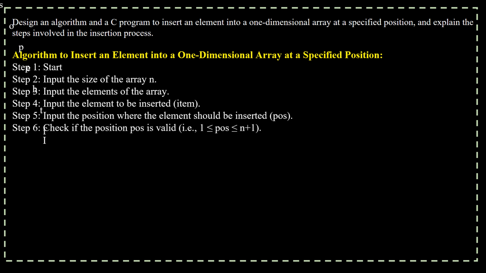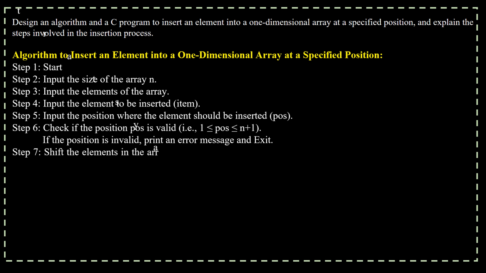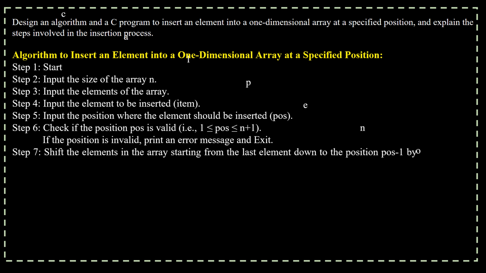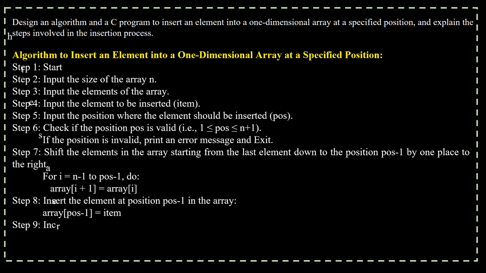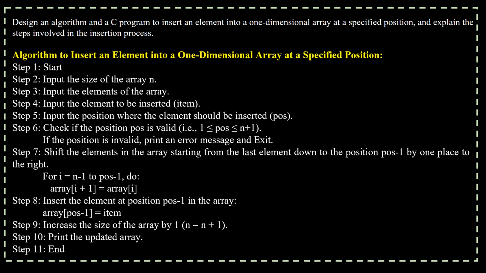Step 6. Check if the position pos is valid, that is 1 <= pos <= n+1. If the position is invalid, print an error message and exit. Step 7. Shift the elements in the array starting from the last element down to the position pos-1 by one place to the right. For i = n-1 to pos-1, do array[i+1] = array[i].